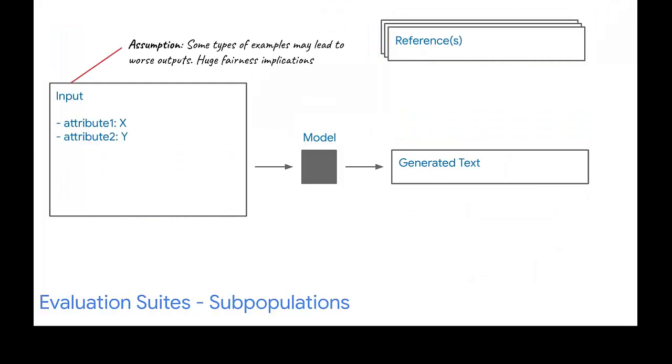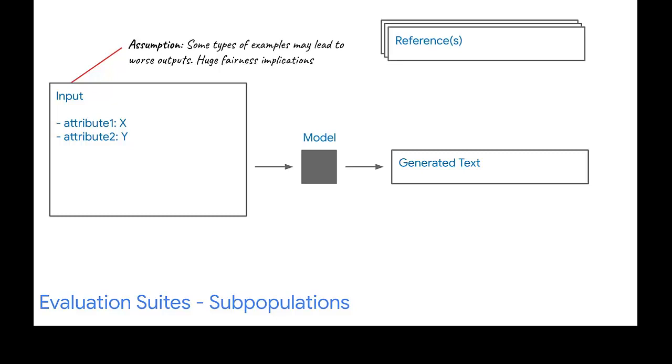Now, coming back to the evaluation suites, there are two types that I want to briefly talk about. One is called subpopulations, where the assumption is that some types of examples may lead to worse outputs. That obviously has huge fairness implications or trustworthiness implications. For example, you can imagine evaluating the summarization system on news articles that talk about female, male, or non-binary individuals and look at the different scores. If the model performs worse on one of the three, that is an issue that we need to work on.